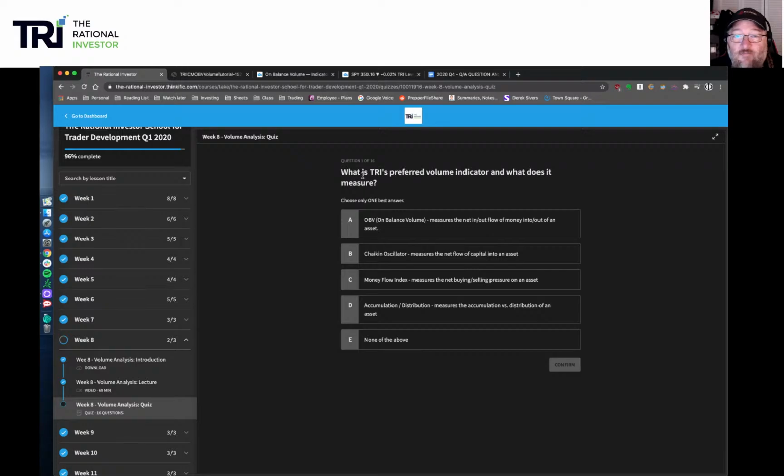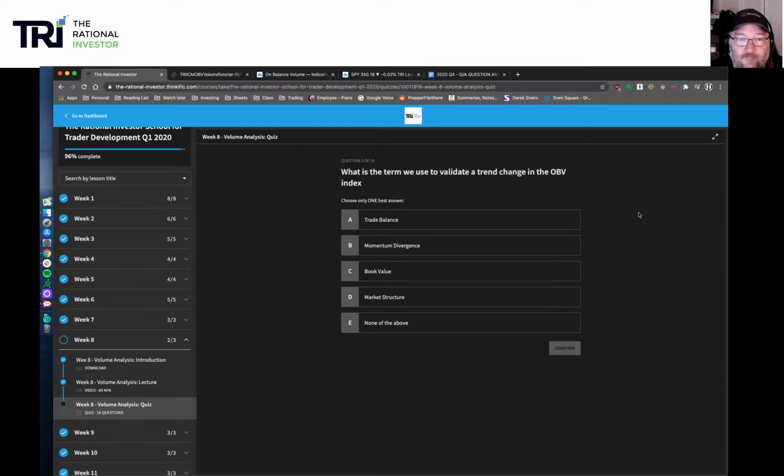What is TRI's preferred volume indicator? What does it measure? Well, we like the OBV, and it measures the net in and outflow of money into or out of an asset. What is the term we use to validate a trend change in the OBV index? Okay, we're looking for market structure. Okay, that's M's and W's. Specifically, we want market structure that's crossing the moving average.